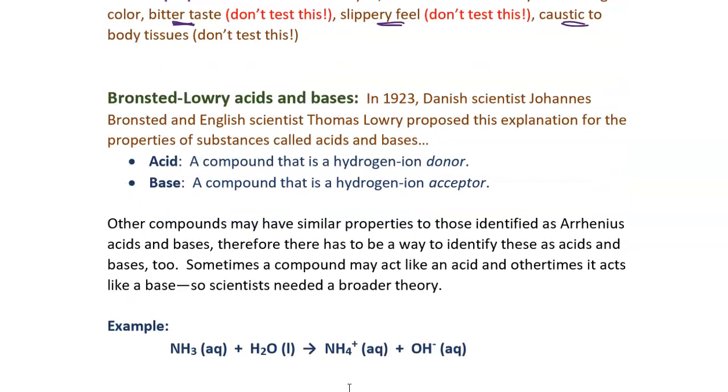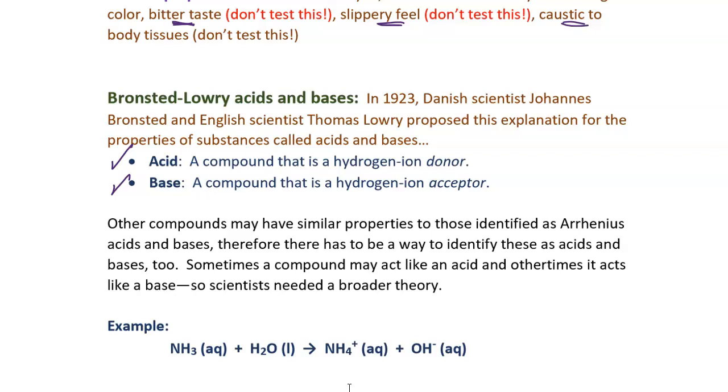So the next definition we're going to look at is called the Bronsted-Lowry definition of acids and bases. In 1923, Danish scientist Johannes Bronsted and English scientist Thomas Lowry proposed the following explanation of acids and bases. Now this is going to be a little bit different than the Arrhenius definition. According to Bronsted and Lowry, an acid is a compound that is a hydrogen ion donor. A base is a compound that is a hydrogen ion acceptor.